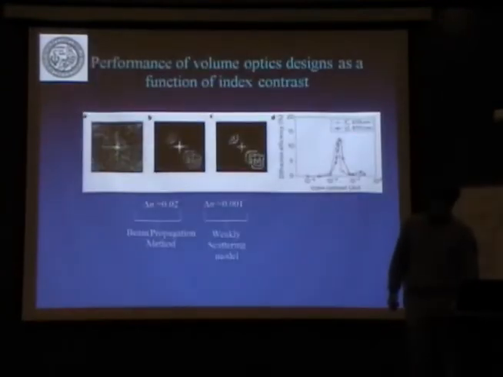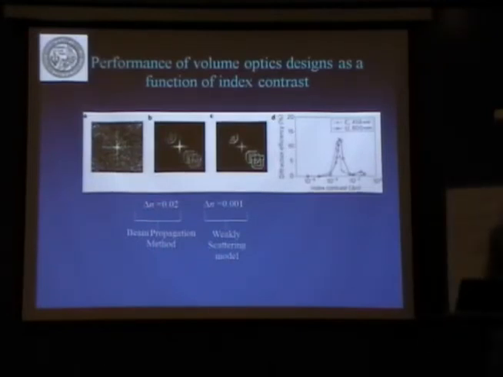So the idea is that in order to work, you need to have the right index contrast. This plot shows how the efficiency, that means how much energy goes into C and U, depends on the index contrast. If you have low index contrast, it doesn't work. If you have too high index contrast, it doesn't work. You need to be around the right value. And here you have the reconstructions. So it has to be around 0.01.